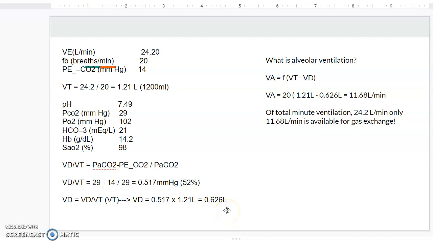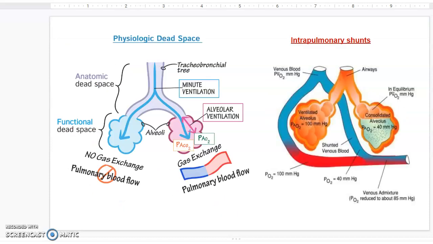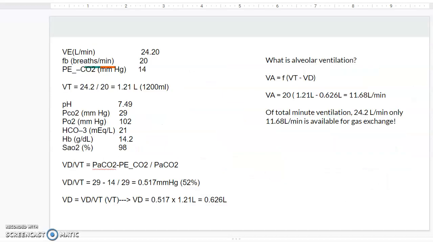So now let's look at our alveolar ventilation. If you remember back to our diagrams, we found out what our dead space is, but now we're trying to find our alveolar ventilation. What's really going on in there? So let's take a look at that. To do that, we're going to take our respiratory rate times our tidal volume minus our dead space. So we'll plug in our numbers: 20 times 1.21 minus 0.626 liters, and you end up with 11.68.